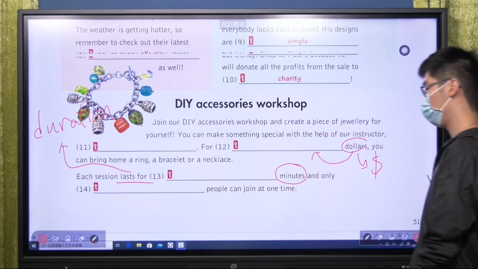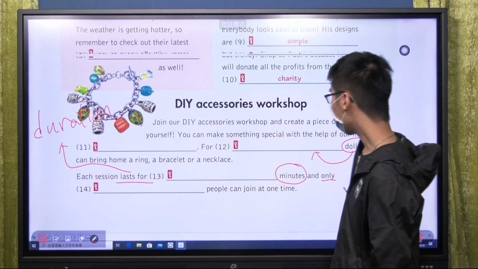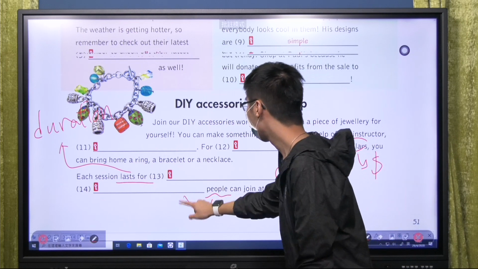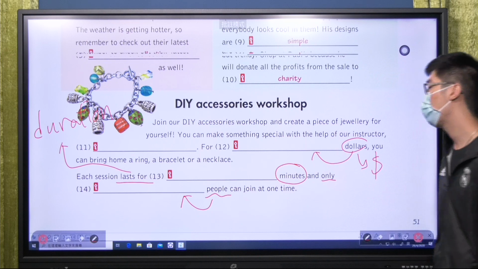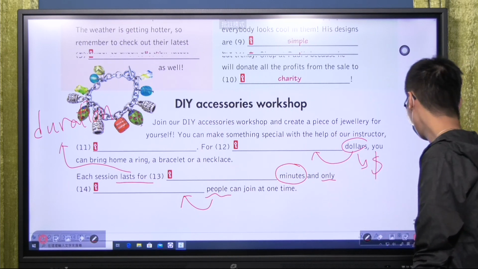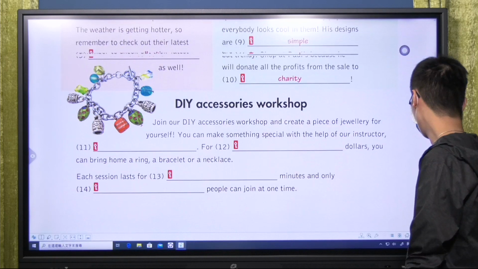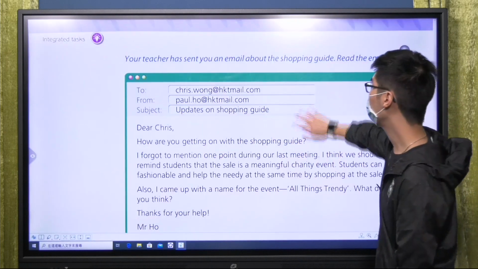Okay, so how many minutes does it take? Okay, and then only what people? Okay, so it is also a number of people that can join at once. So be careful for this kind of information. So we look back to the beautiful part.